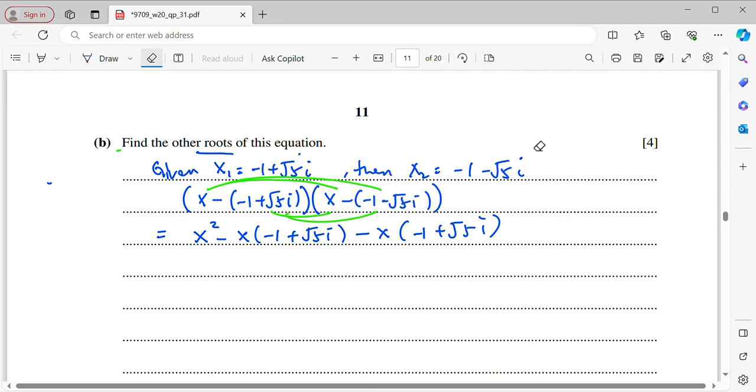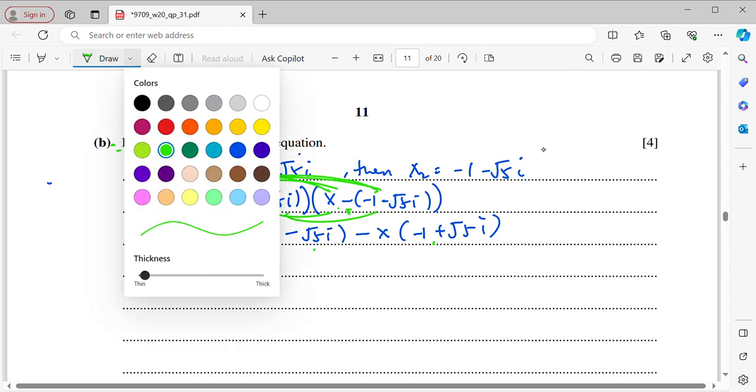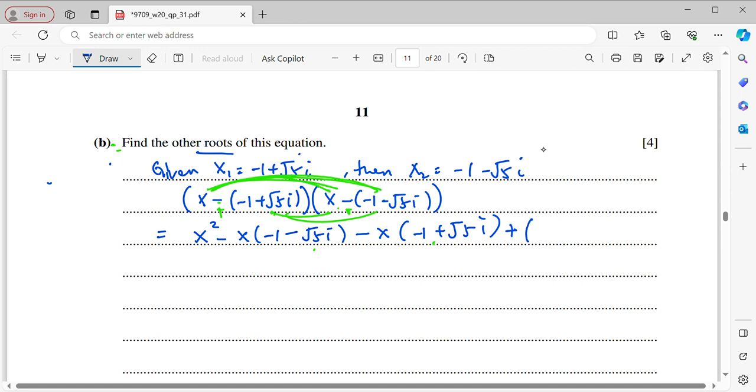This is minus, because when I do expansion, I will multiply x times x, x times this. Therefore, I'm copying this. And then this bracket, because it's negative, so negative x, and this bracket, just rewrite. So at last, this minus and minus is a plus. So I will get plus (minus 1 plus square root 5i) multiplied with (minus 1 minus square root 5i).